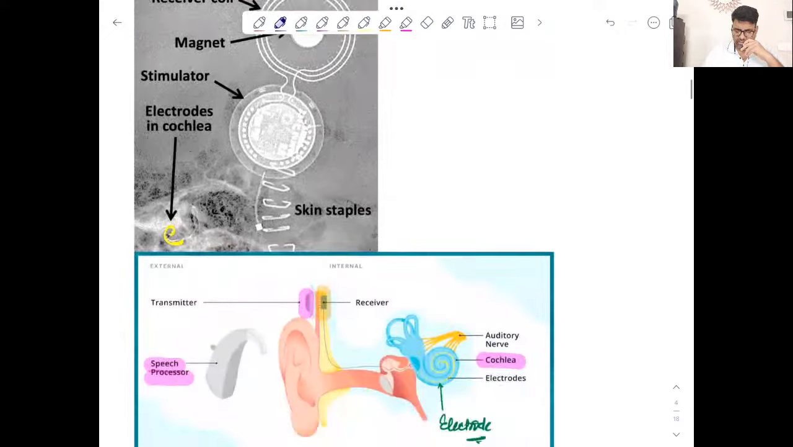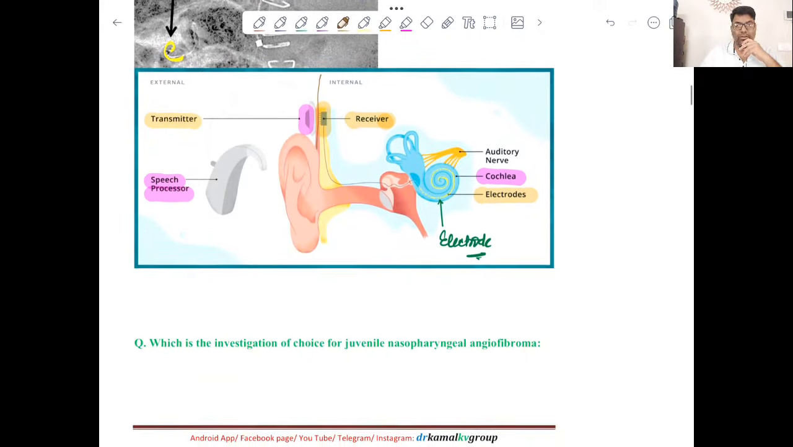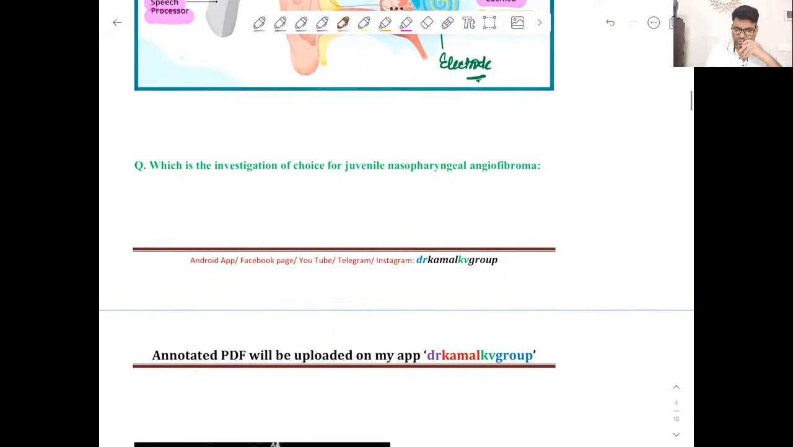And other parts include the speech processor, transmitter, receiver, and of course the electrodes. So these are the few parts of the cochlear implant, right? So you can see this is the skull, right? Receiver inside, the transmitter outside. So these are the electrodes of the cochlear implant, right? Okay, next question.